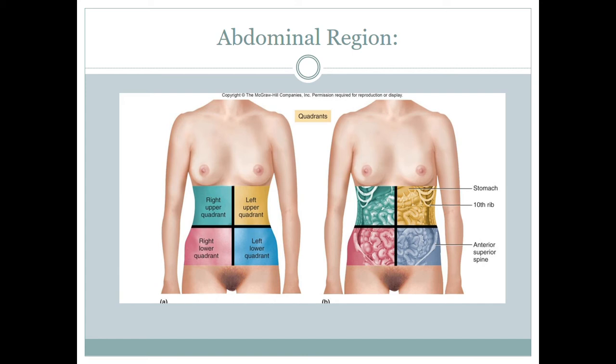There are a lot of important structures located in these areas. For example, your appendix is located in the right lower quadrant. The right lobe of your liver is located in the right upper quadrant. Your spleen is located in the left upper quadrant.